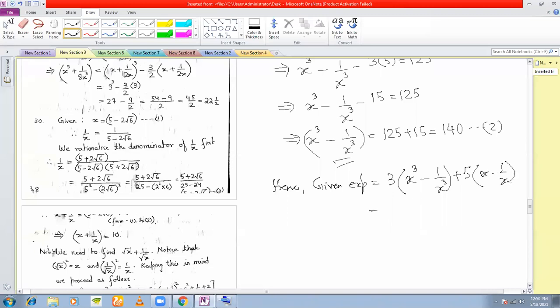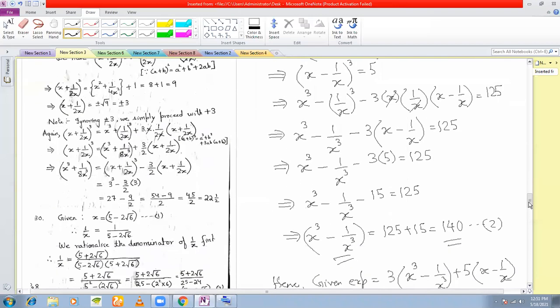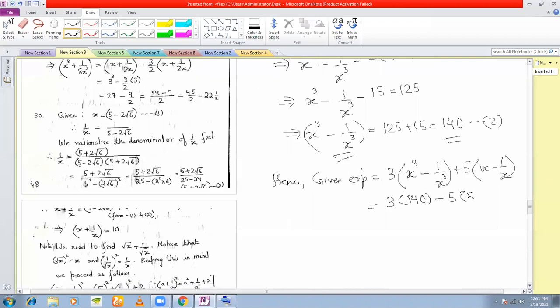Now we simply put the values. 3 x cube minus 1 by x cube we have got from 2, 140, minus 5, and x minus 1 by x we have got the value from 1 here as 5. So this is 420 minus 25, which must be equal to 395, and that is your answer. Okay, any question here?